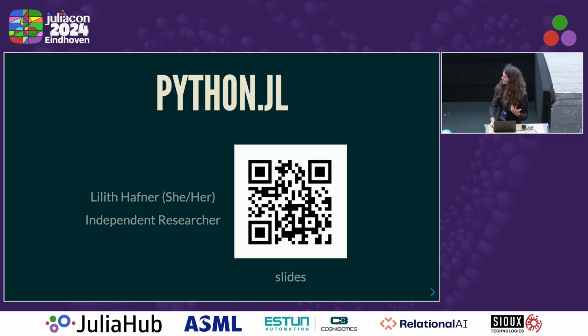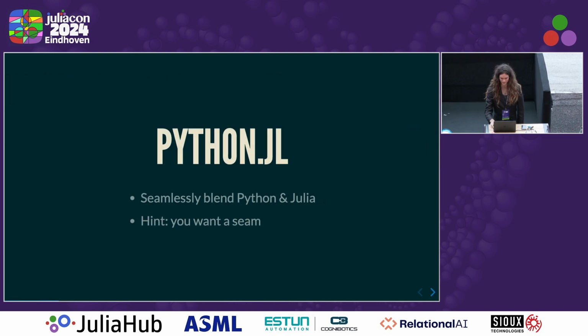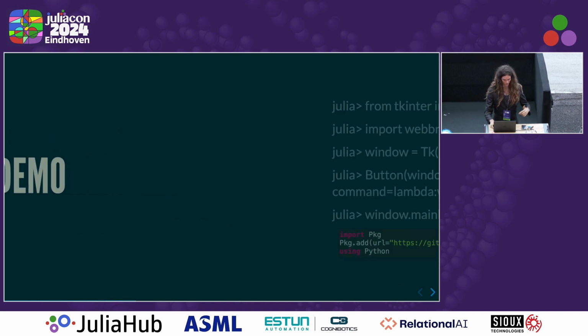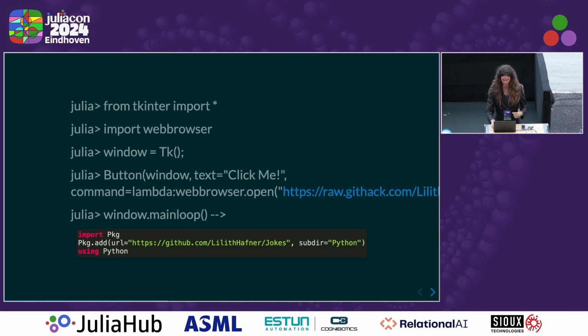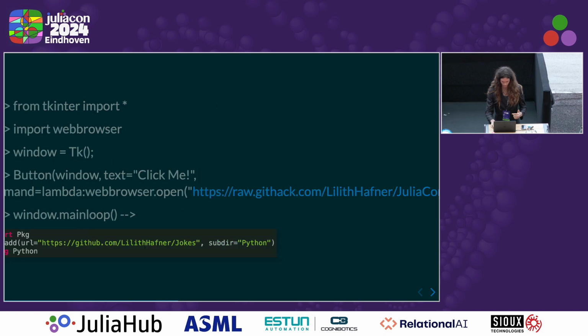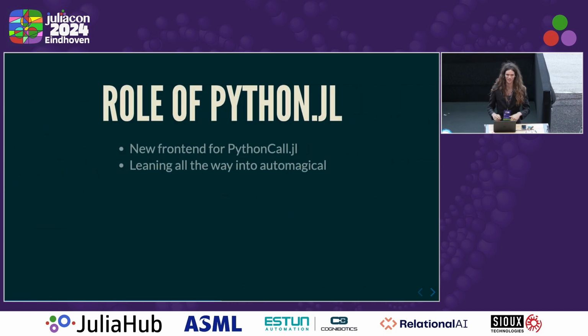So Python.jl, hello, hello. These are the slides, QR code if you want them. Seamlessly blend, you will want to seam. OK, the demo, that already happened. What the? There's a bug. That's fine. That's not supposed to be in the slides.